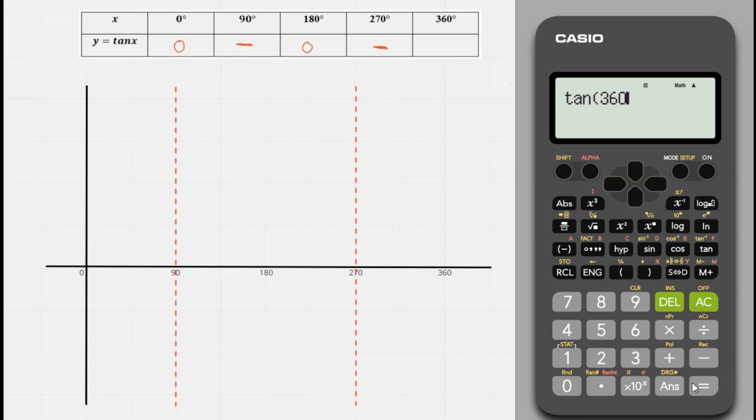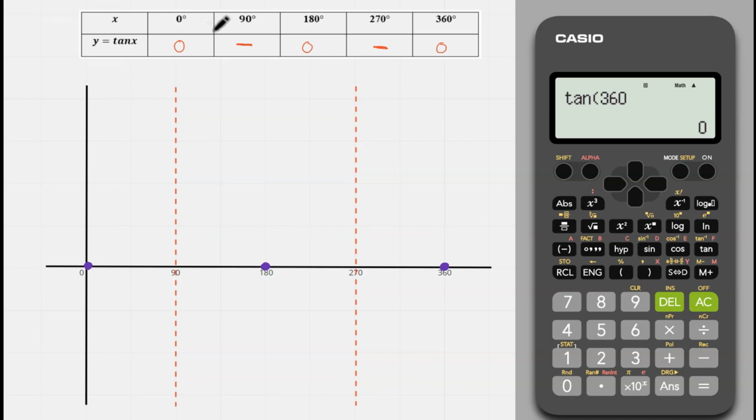Now this is interesting. We haven't got any value except 0. If we plot the points on the graph, at 0 my graph gives me 0, at 180 my graph gives me 0, and at 360 my graph gives me 0. But what is there in between? It's impossible to draw. So to ease your working, what you can do is take half of each interval of 90 and find the value of your tangent curve there.